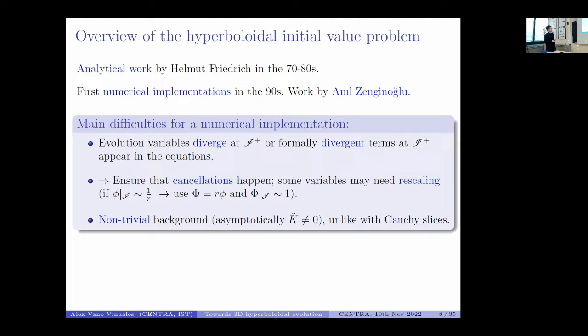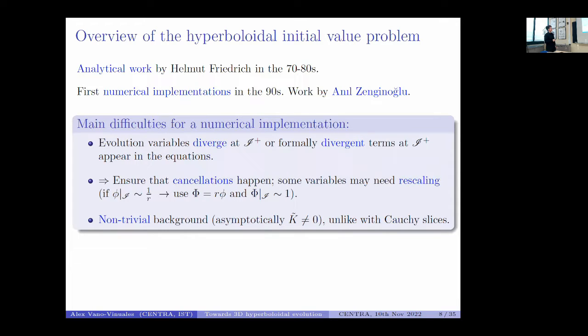So either we need to rescale our quantities, using their decay, so that everything is as regular as possible at infinity, or we need to make sure that terms in the Einstein equations that are formally singular cancel each other, and this requires some work.